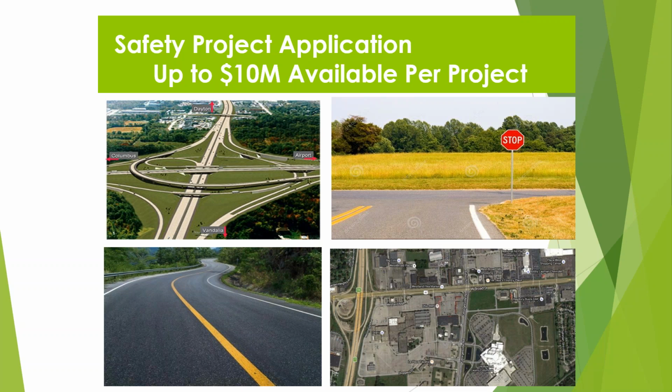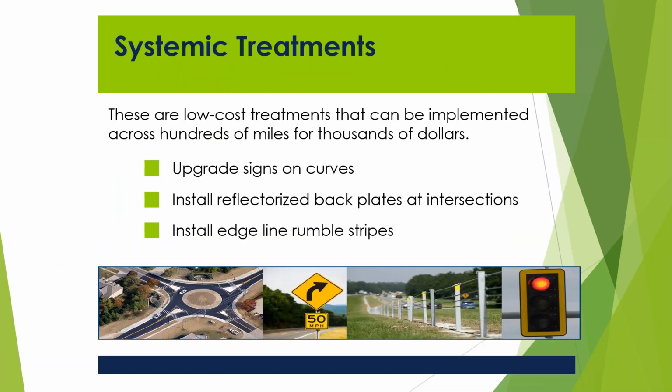We see a lot of roundabouts, signal upgrades along corridors, and roadway realignments, that stuff. That's usually pushing the $1 to $2 million mark. But large changes like interchange improvements or longer corridor improvements can reach that $10 million mark. We also fund systemic treatments. It can be argued that some of those corridor treatments are systemic treatments, and I would agree.